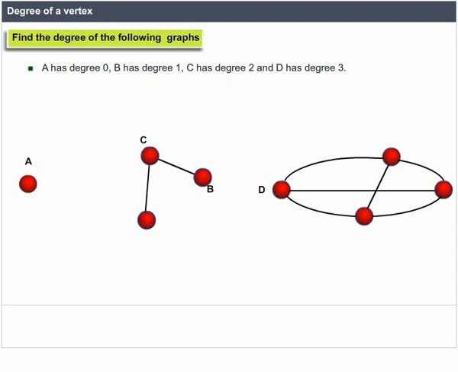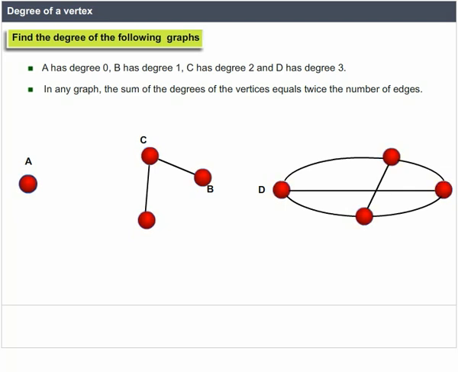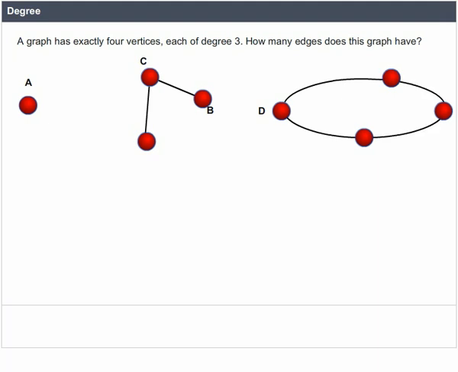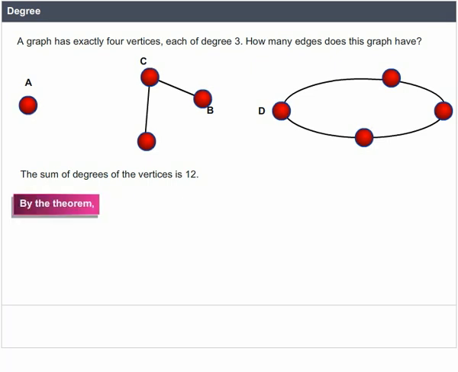In any graph, the sum of the degrees of the vertices equals twice the number of edges. Degree. A graph has exactly 4 vertices, each of degree 3. How many edges does this graph have? The sum of the degrees of the vertices is 12. By the theorem, this number is twice the number of edges. So, the number of edges is equal to 12 divided by 2, which equals 6.